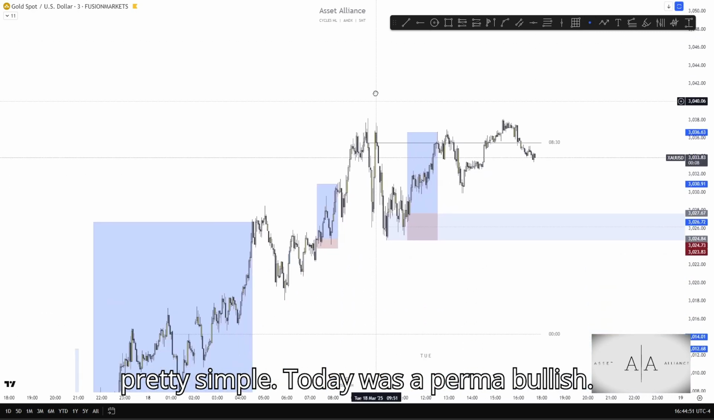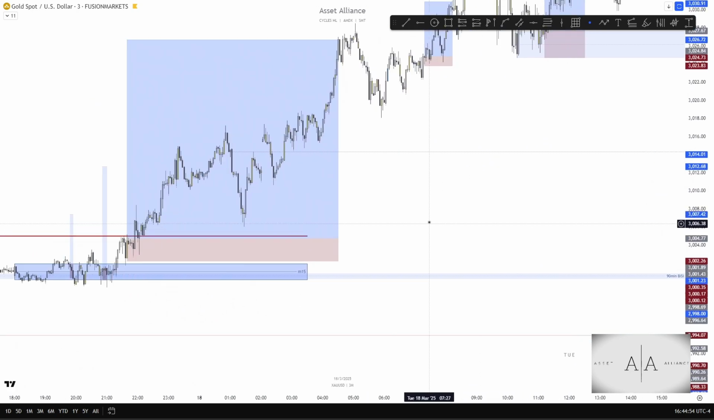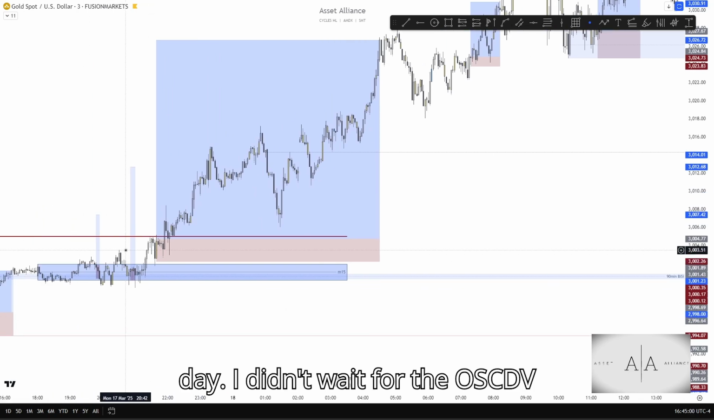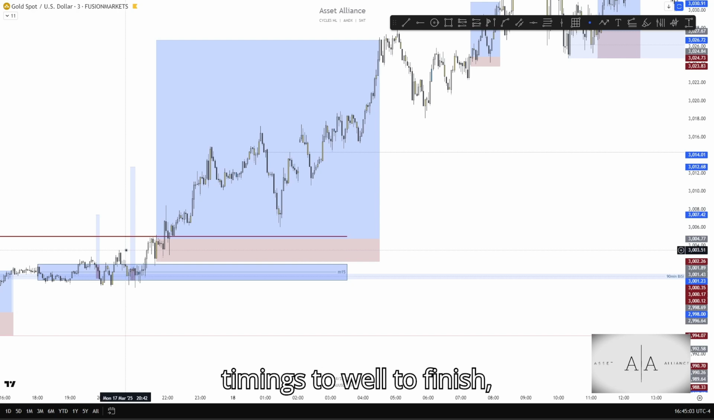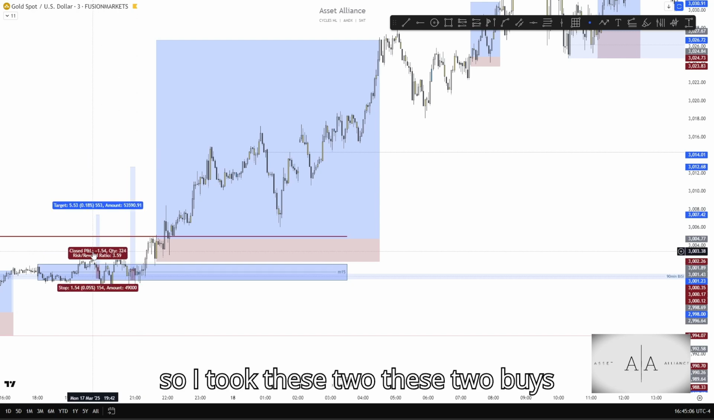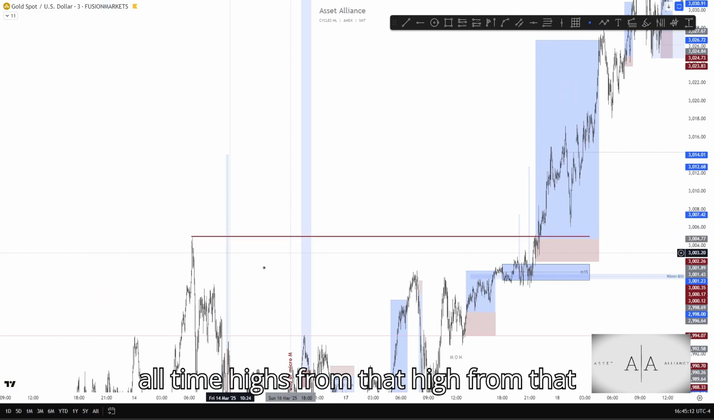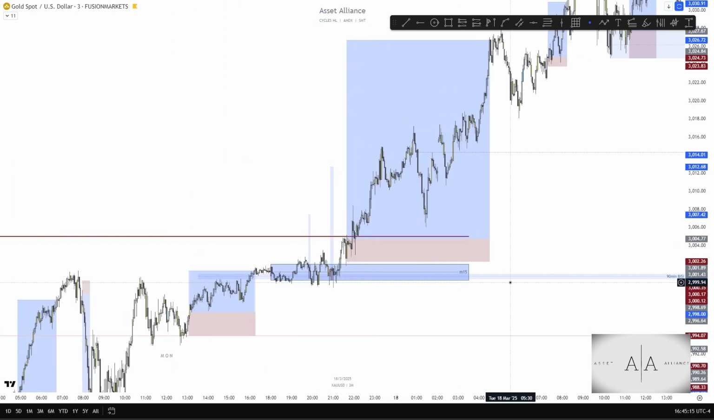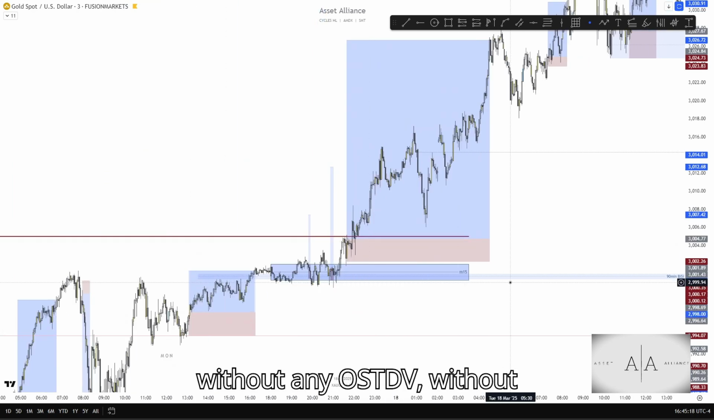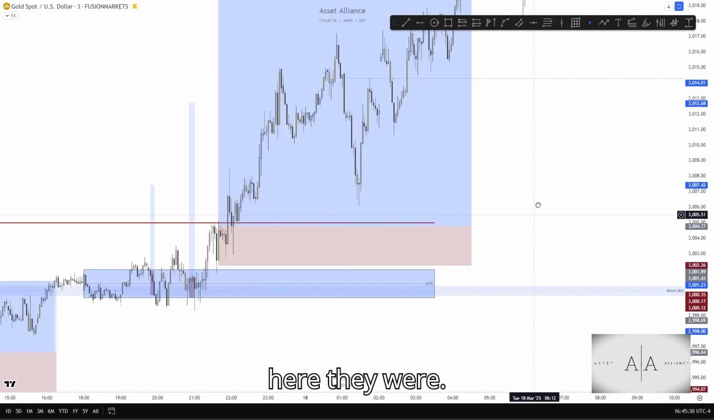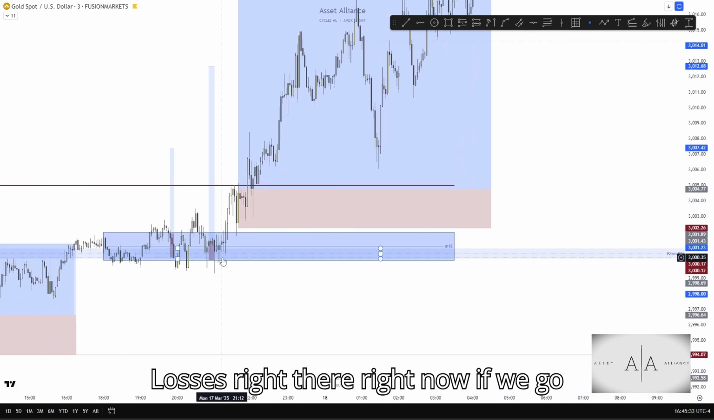It's pretty simple. Today was a perma bullish, so this was a small win from yesterday, right? At the start of the day, I didn't wait for the OSTDV timings to finish, so I took these two buys with no actual TP points since we are in all-time highs from that high onwards. So I was really just blindly going without any OSTDV, without anything really giving me a pattern for a set TP, right? So these two trades here were losses.